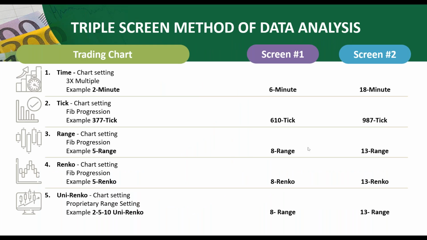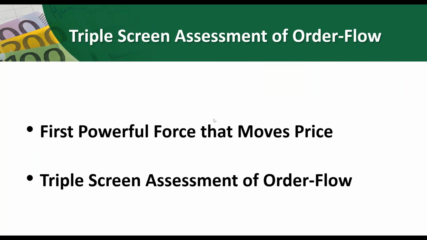Those who know me know that I like to keep things super, super simple. 3 time frames in agreement. Okay, that's triple screen assessment. So all our time frames are multiples of 3. If you're trading a 2-minute chart, your mid time frame would be a 6, your high time frame would be an 18. We trade with Unirenko, so we use range bars for our other time frames.